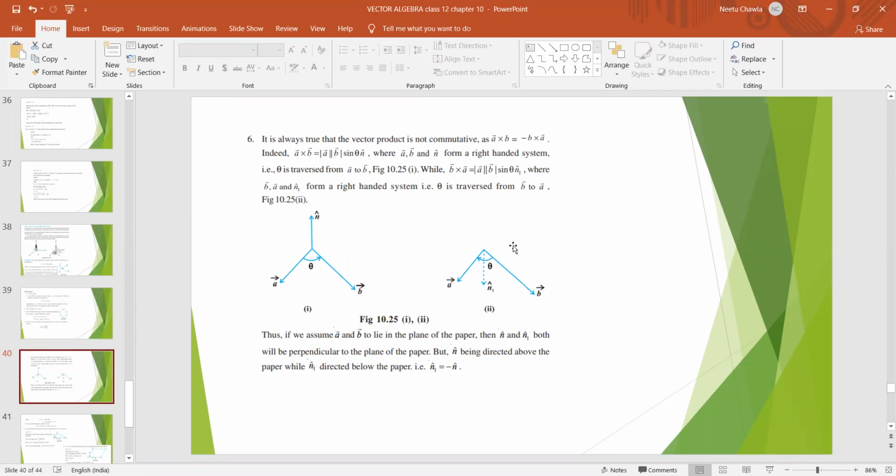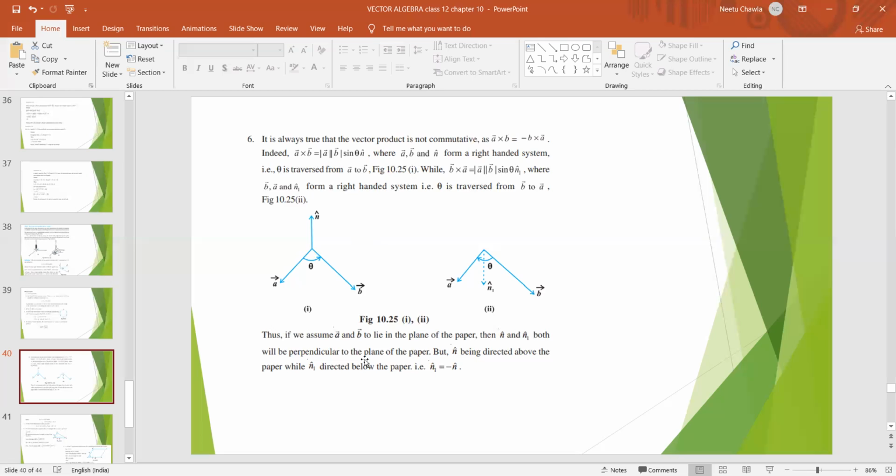But what happens if theta is traversing from B to A? Because here it is showing B cross A. Now the theta we will be calculating from B to A. So this n cap changes and it goes downwards. This is becoming n1 cap. Right? They had given it here, where B, A, n1 form a right-handed system, that is theta is traversed from B to A. तो यहाँ पर इसकी वैल्यू ऐसे हो जाती है. अब यहाँ देखिए n is towards the upward and n1 is towards the downward. That is why a minus sign is being introduced over here. Otherwise, all the things are just the same.